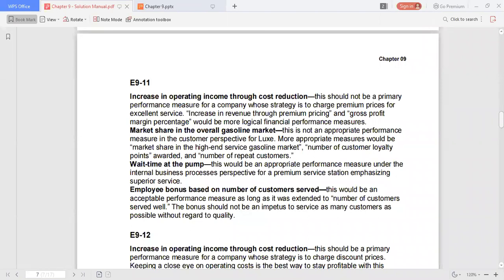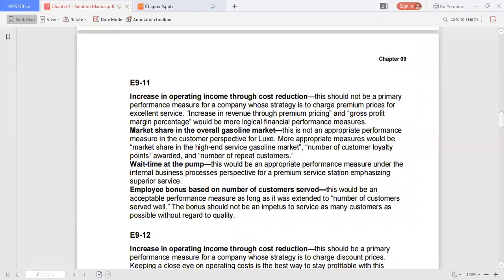Then second, market share in the overall gasoline market is not an appropriate performance measure in the customer perspective for Luke's. More appropriate measures would be market share in the high-end service gasoline market, number of customer loyalty points awarded, and number of repeat customers. Now, these last phrases are the more appropriate measures.